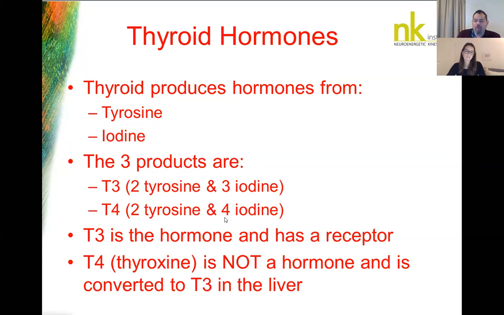So T3 is a potent stimulator of metabolism. The T3 receptor is actually the steroid receptor class of receptor, and this is a nuclear receptor. Which means when T3 binds to it, it goes in the nucleus, binds to DNA and causes gene expression that promotes metabolism.